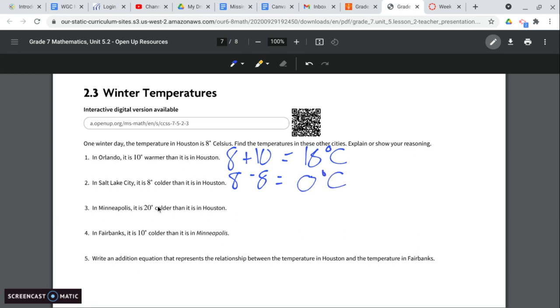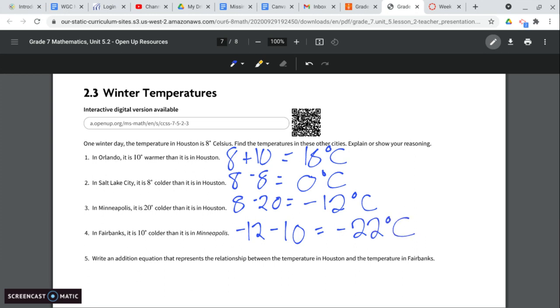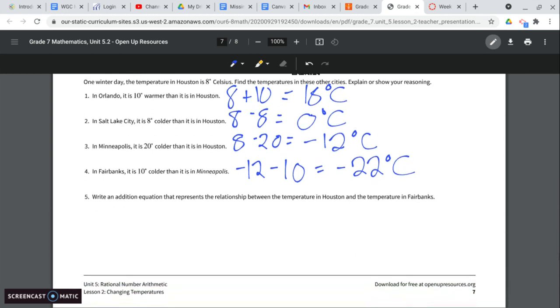In Minneapolis, it's 20 degrees colder than it is in Houston. So we have 8 minus 20, which is going to give us a negative 12 degrees Celsius for Minneapolis. And in Fairbanks, it's 10 degrees colder than it is in Minneapolis. So we're taking that negative 12 that we just found, and we're subtracting another 10 from it. So we're going to end up at negative 22 degrees Celsius. So Fairbanks, Alaska is very, very cold.